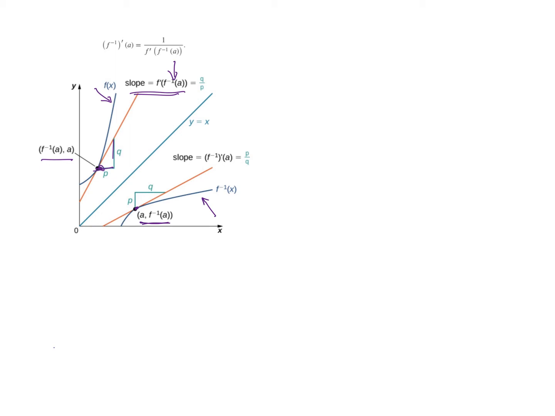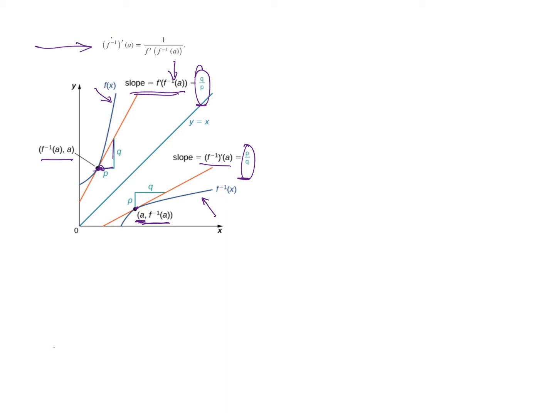And then the slope of this tangent line, which we could denote f inverse prime of a, so it's at this point a, f inverse prime of a, is actually the reciprocal, or p over q. This is just a reciprocal of this, okay? Now, when we say reciprocal, remember, if we take the reciprocal of 5, it's just 1 over 5. So if this is just the reciprocal of this, we can think of it as 1 over q over p. So let's look at this equation at the top.